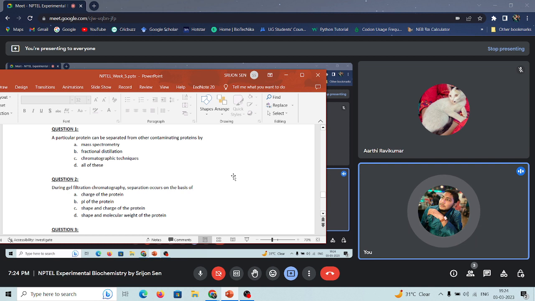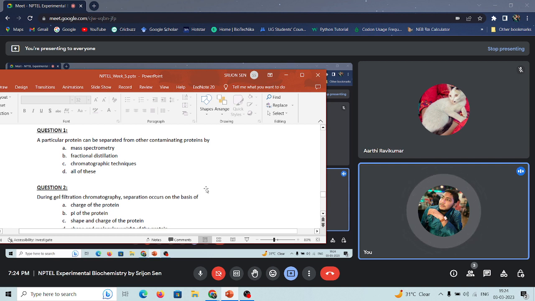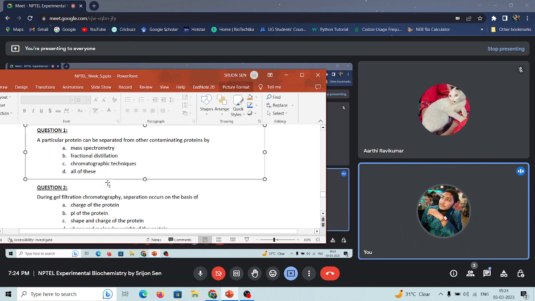So what does the first question say? A particular protein can be separated from other contaminating proteins by mass spectrometry, fractional distillation, chromatographic techniques, or D, all of these. C. Yes, that is the correct option. So chromatographic techniques is the correct option.